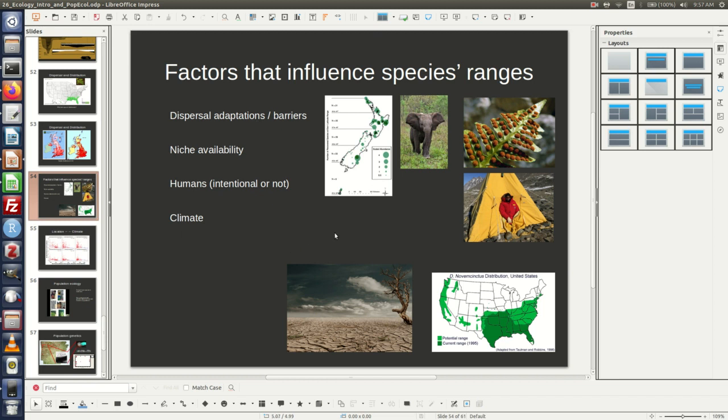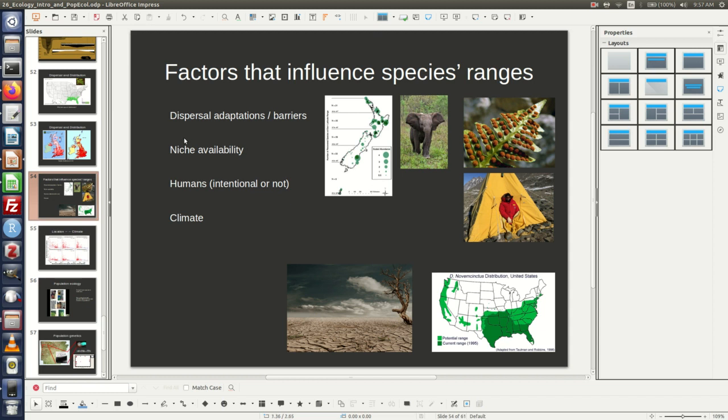So, for instance, this is the reproductive unit of a fern. It's microscopic. It's a little spore. You can blow it on the breeze. This is the reproductive unit of an elephant. Despite Dumbo, they do not fly. So I would expect that the fern has a bigger dispersal advantage than an elephant. It can make it out to islands just by blowing on the breeze. Elephants would have to swim out there or cross on a land bridge or something like that. So these are barriers to dispersal.